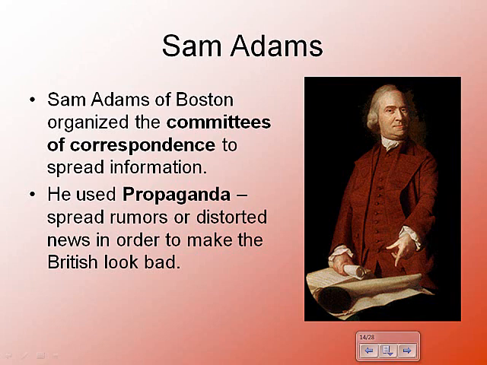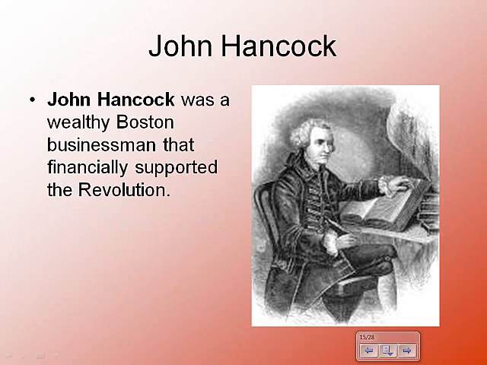In doing this, they use propaganda, which means that they're spreading rumors or distorted news in order to make the British look bad. And we'll look at an example for the Boston Massacre later on next week. You have John Hancock, who was a wealthy businessman in Boston that financially supported the revolution. Remember, the revolution itself is going to cost millions of dollars, and we don't really have a government set up that would support all 13 colonies yet.